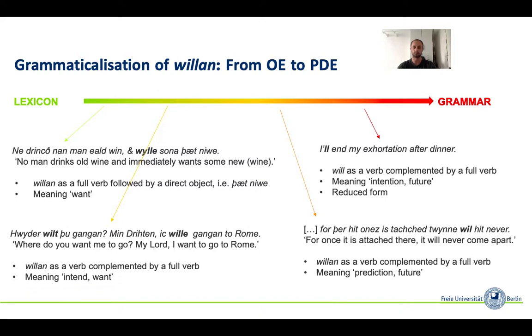And then at the very end, or not really at the very end, but in the early modern English period, we'll see sentences such as this: "I'll end my exhortations after dinner," where will is the one thing. It's not really a full verb complemented by another full verb, but it's more or less an auxiliary verb, right? The meaning is here quite clearly something like intention or even future. And future is probably more likely because it's even being made specific by the adverbial phrase after dinner. And furthermore, it's also reduced in form from will to 'll.